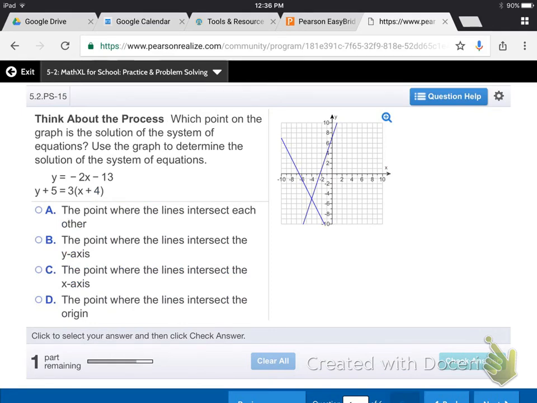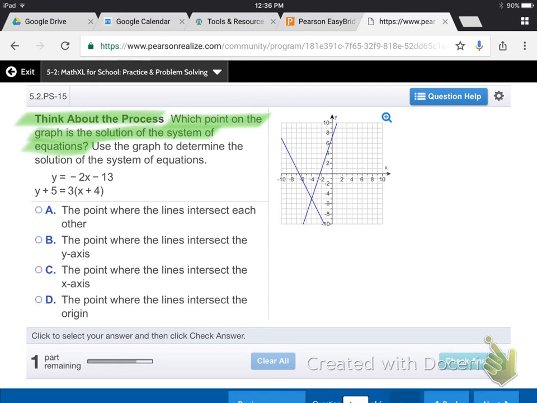Okay, just a couple more problems, boys and girls. This one says think about the process. So let's see what we can do. It says which point on the graph is the solution of the system of equations? So use the graph to determine it. Well, this is pretty simple.